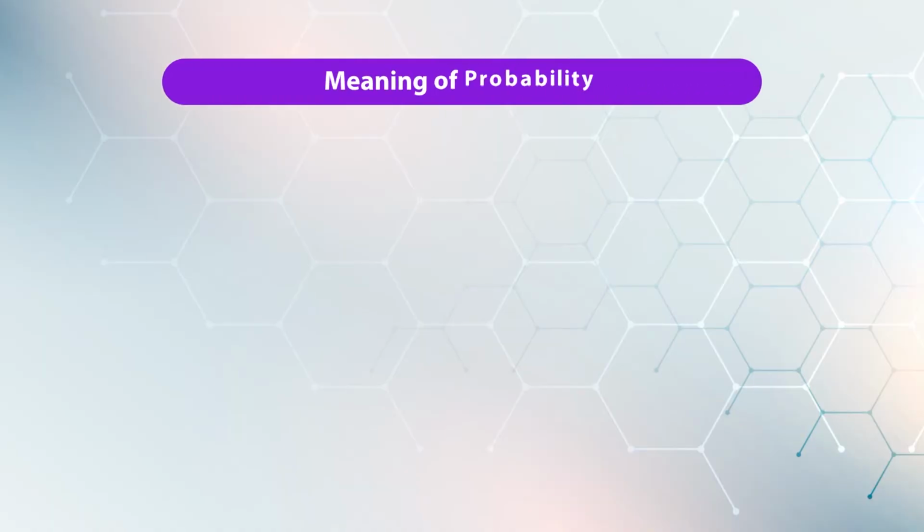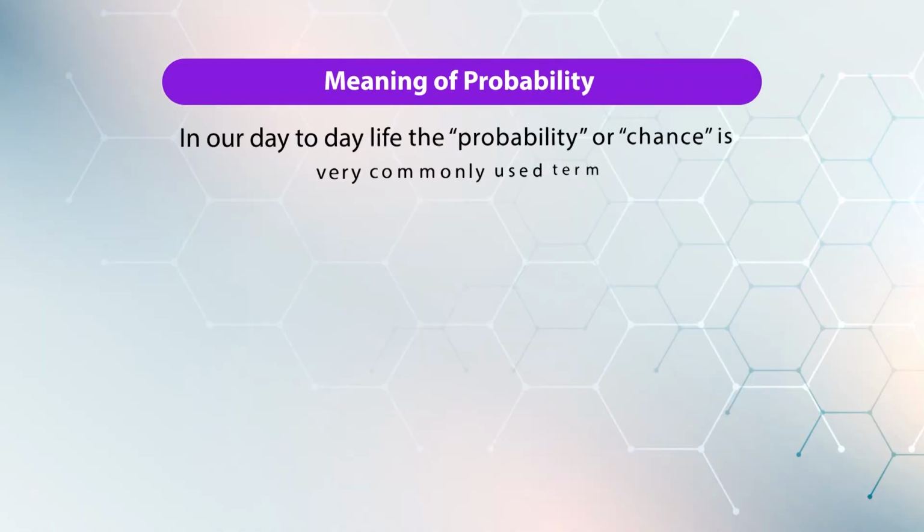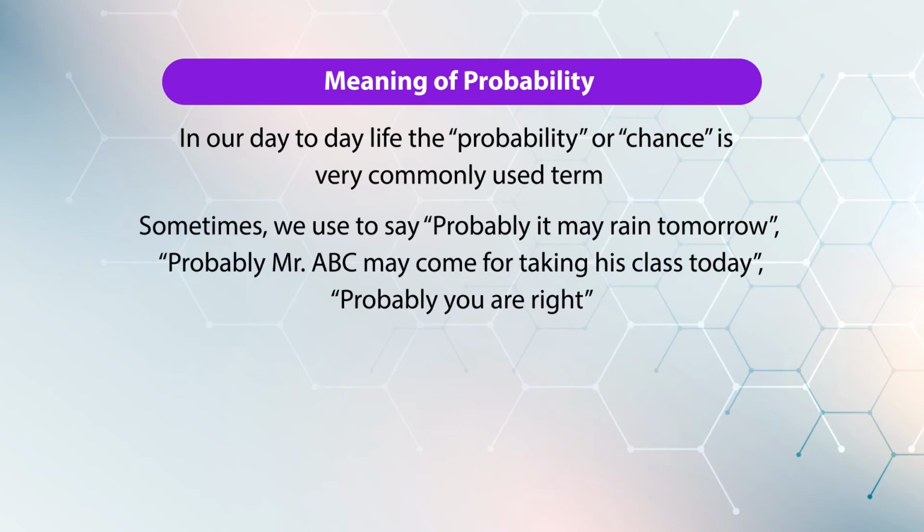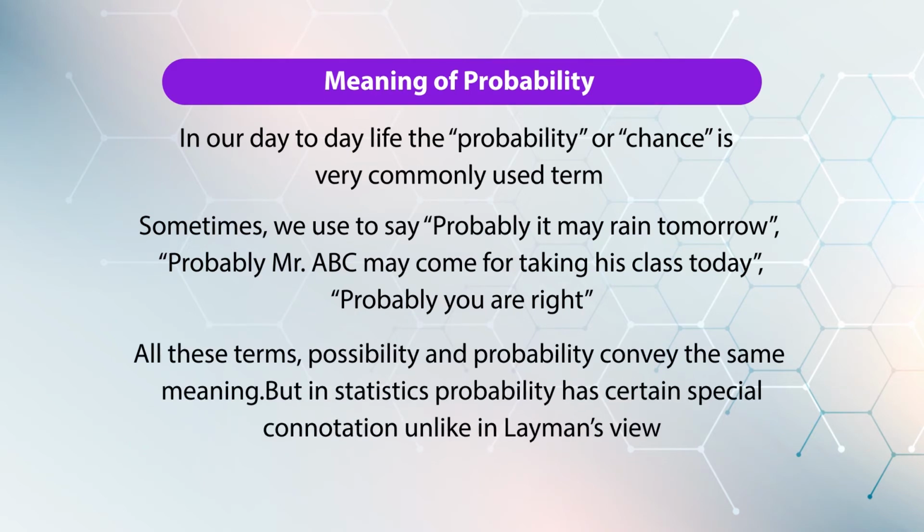If we talk about the meaning of probability in our day-to-day life, probability or chance is a very commonly used term. Sometimes we say, probably it may rain tomorrow, probably Mr. ABC may come for taking his class today, probably you are right or probably you are wrong. All these terms, possibility and probability, convey the same meaning, but in statistics, probability has a special connotation, unlike the layman's view.